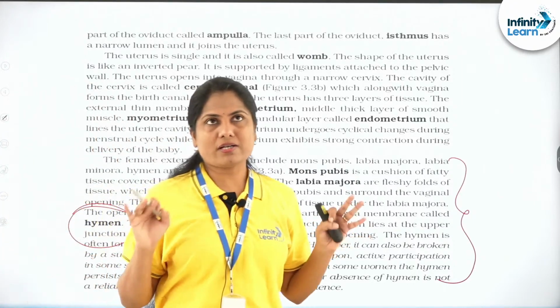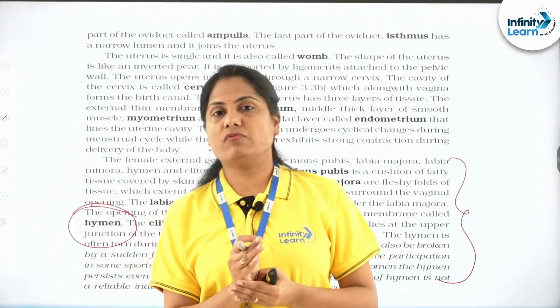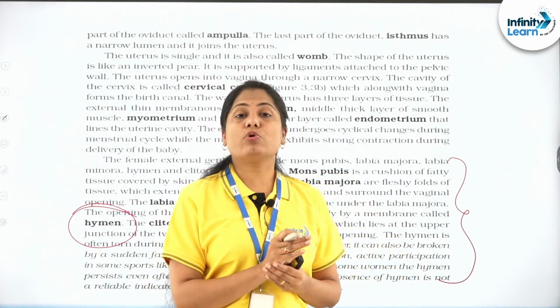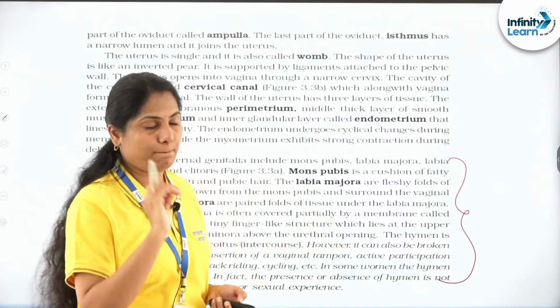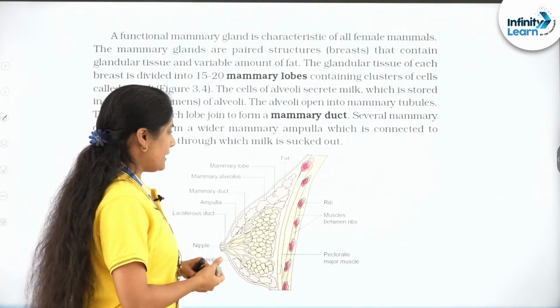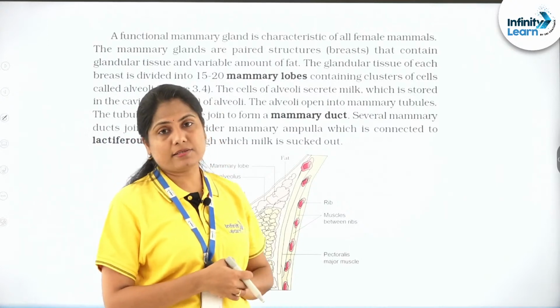As far as NEET is concerned, what is that membrane that partially covers the opening of the vaginal orifice? That would be the hymen membrane, right? And then we move on to the mammary glands. A pair of mammary glands, right?